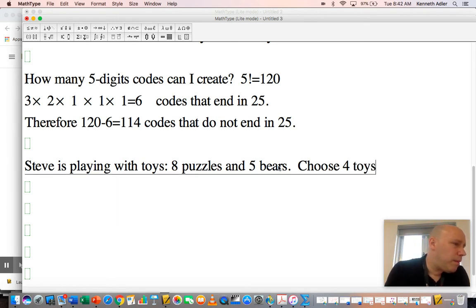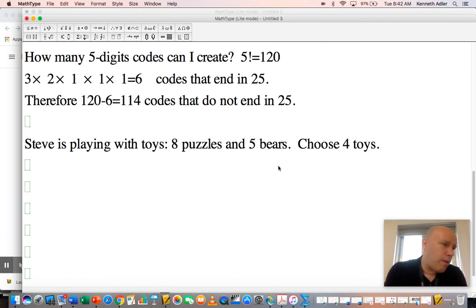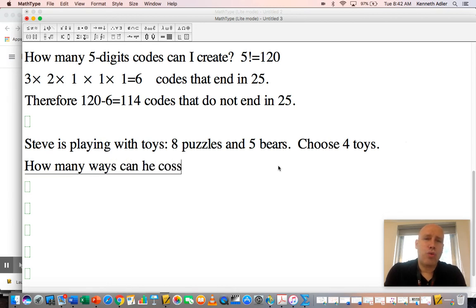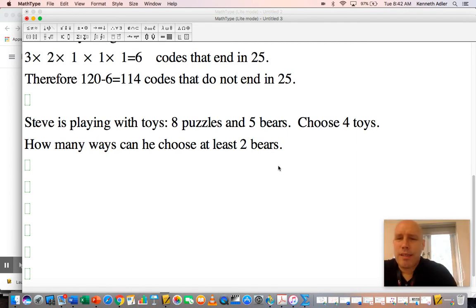And the question is, how many ways can he choose at least 2 bears? Now, the question is, what's more, what's less? So the first thing, at least 2 bears. So you would think, okay, well, if he's choosing 4 toys, he would have to choose at least 2 bears, or 3, or 4.